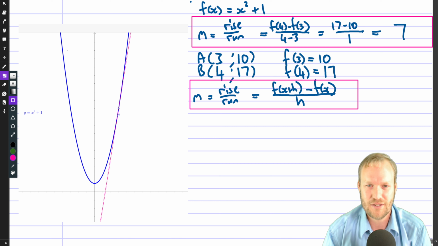Well, this doesn't seem to fit in. Where's our rise and our run now? Because we need 2 points to work out gradient. Rise over run, right? So let's see how we can do this.